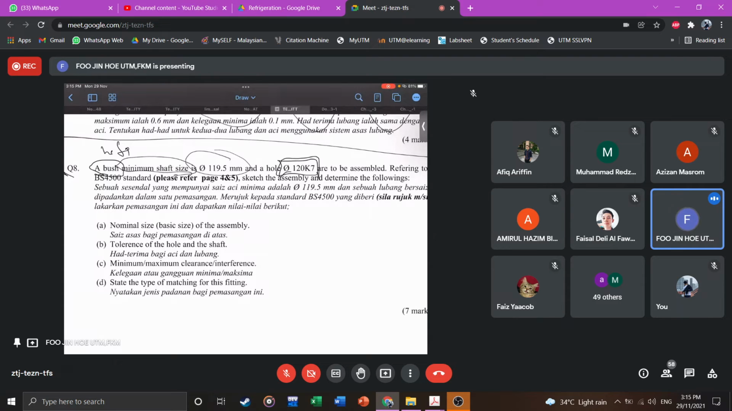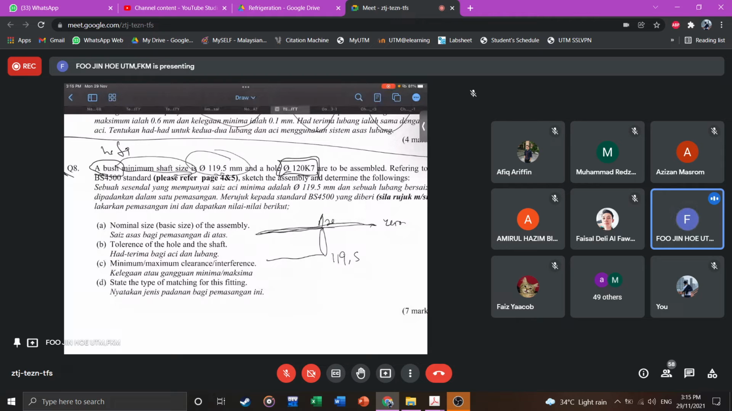So this one is a shaft-based system. In a shaft-based system, generally the zero line, or the shaft, is anything below or equal to the zero line. So it is the minimum. The minimum is 119.5. Maximum? So this and this, right? So the maximum I would say is 120. By default, I know it's 120 because it's anywhere here.